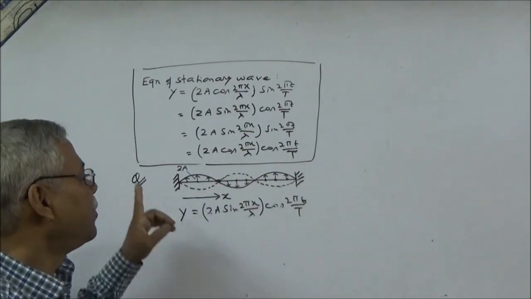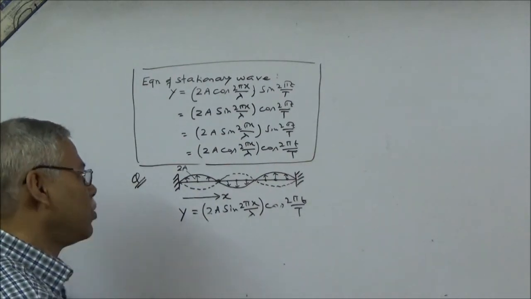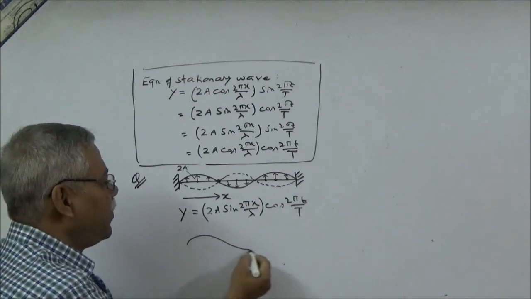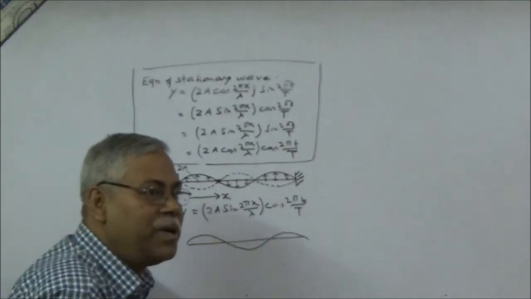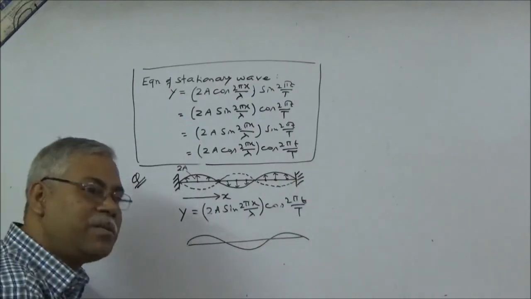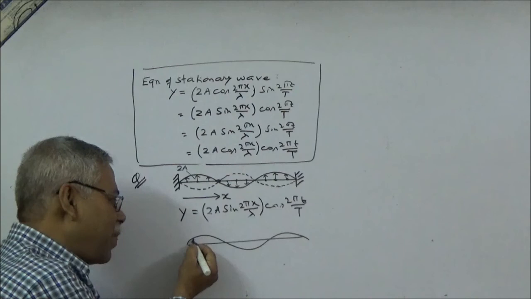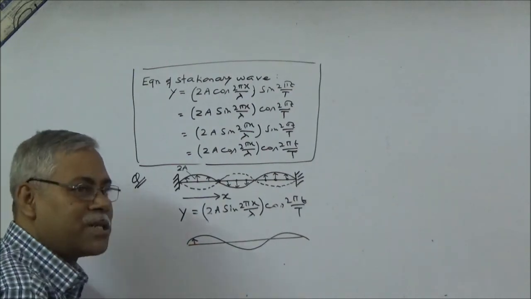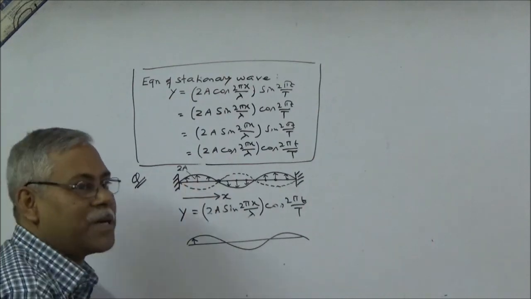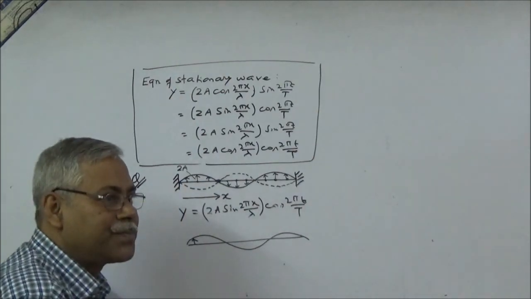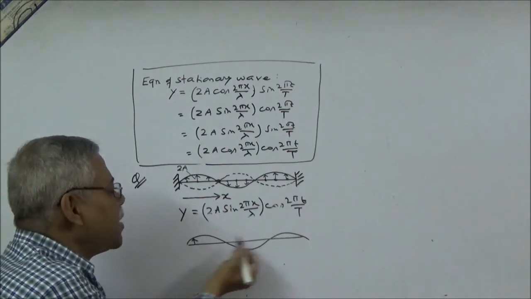Try to understand the difference. We indicate a progressive wave in a similar way, but there you cannot tell that the amplitude of this particle is this much. But here you are telling that the amplitude of this particle is this much. Why don't you tell that the amplitude of this particle is this much in a progressive wave?